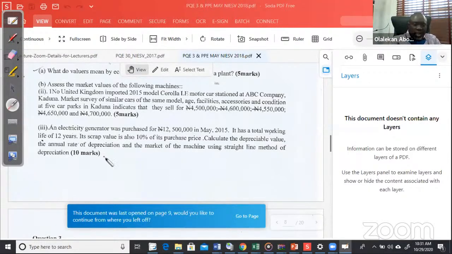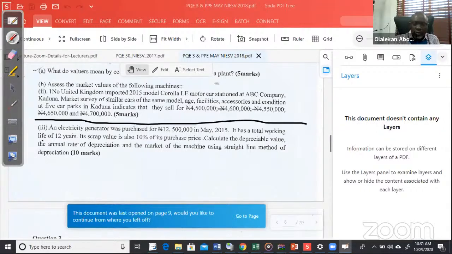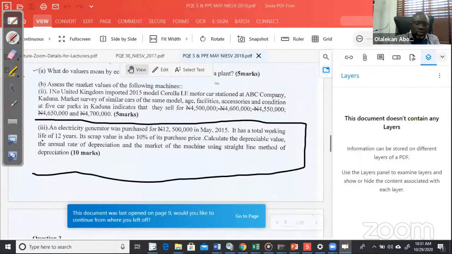So the question says, an electricity generating, let me see if I can use my pen. Okay, let me pick the pen. I should be able to use it. Okay, this is the question, right? The one I'm trying to circle around, so that you will not be juggling around. Yeah, everybody.